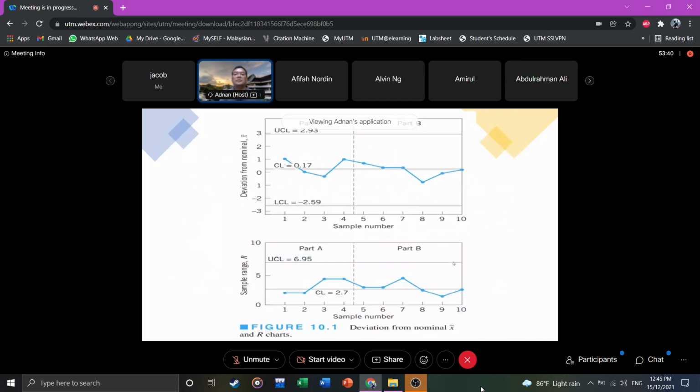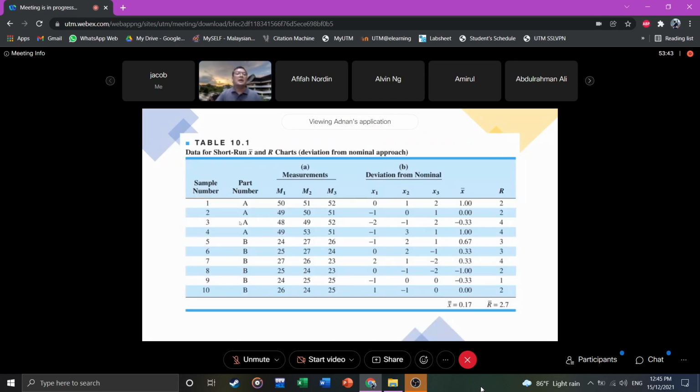In this table 10.1, you have two parts. Part A, and then you move to part B, meaning that you already switched your production to a different part. So we cannot produce a control chart with only four samples. It's not enough. Then after that we stop and produce another part, this is part B. So now, how could we prepare the control chart?